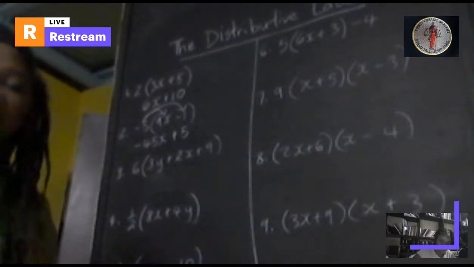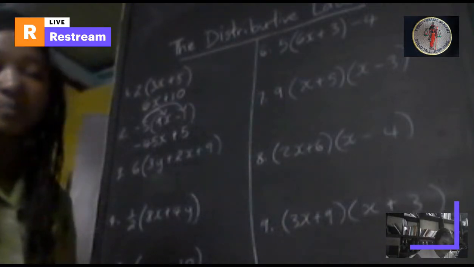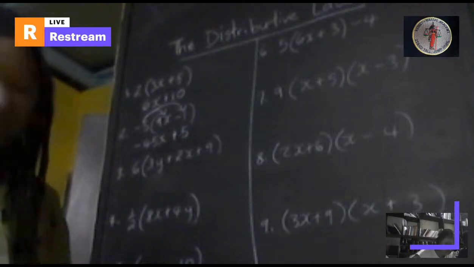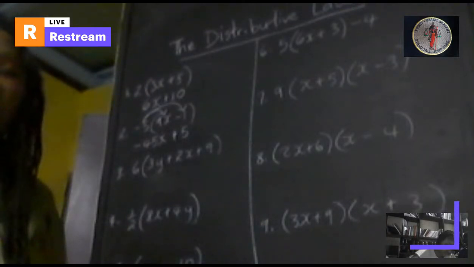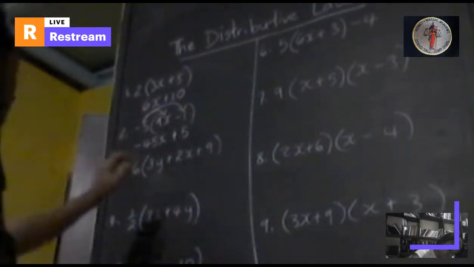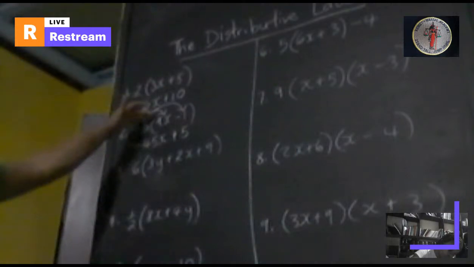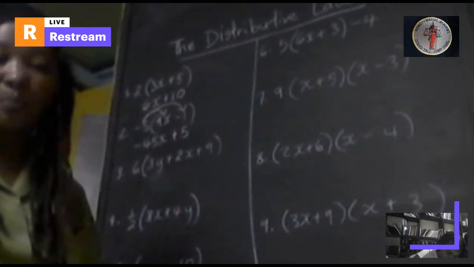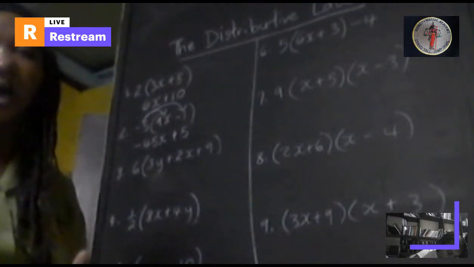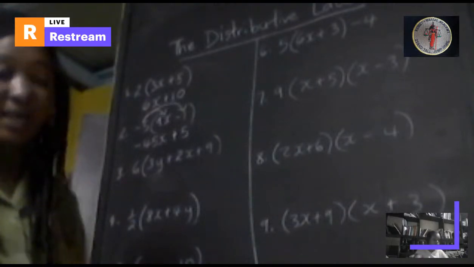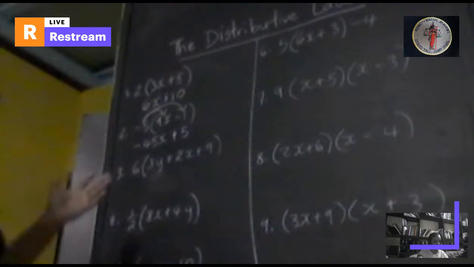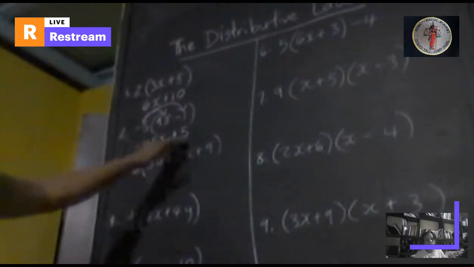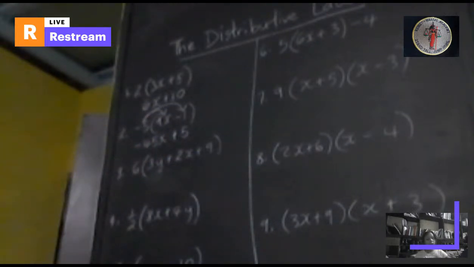When we are doing factorizing, we're going to see that factorizing is like the opposite of using the distributive law. We remove back the factors, pull out the common factors, and whatever is left, we put it in the bracket. With the distributive law, we expand the brackets and then we are left with the terms.